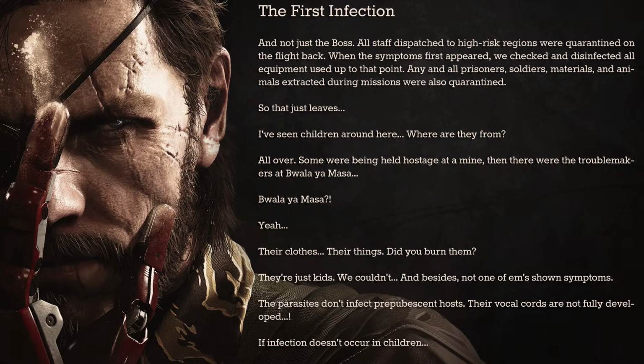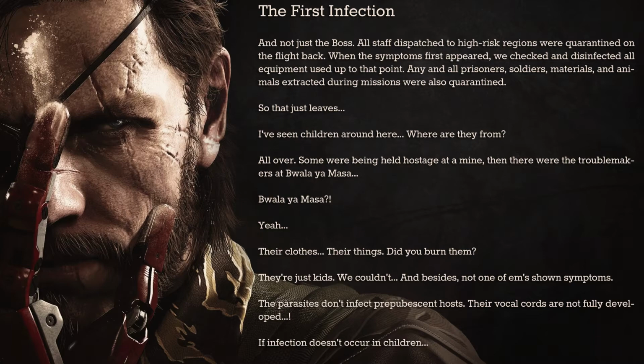So, that just leaves... I have seen children around here. Where are they from? All over. Some were being held hostage at a mine. Then there were the troublemakers at Wolbachia. Wolbachia? Yeah. Their clothes, their things. Did you burn them? They're just kids. We couldn't. And besides, not one of them's shown symptoms. The parasites don't infect prepubescent hosts. Their vocal cords are not fully developed.